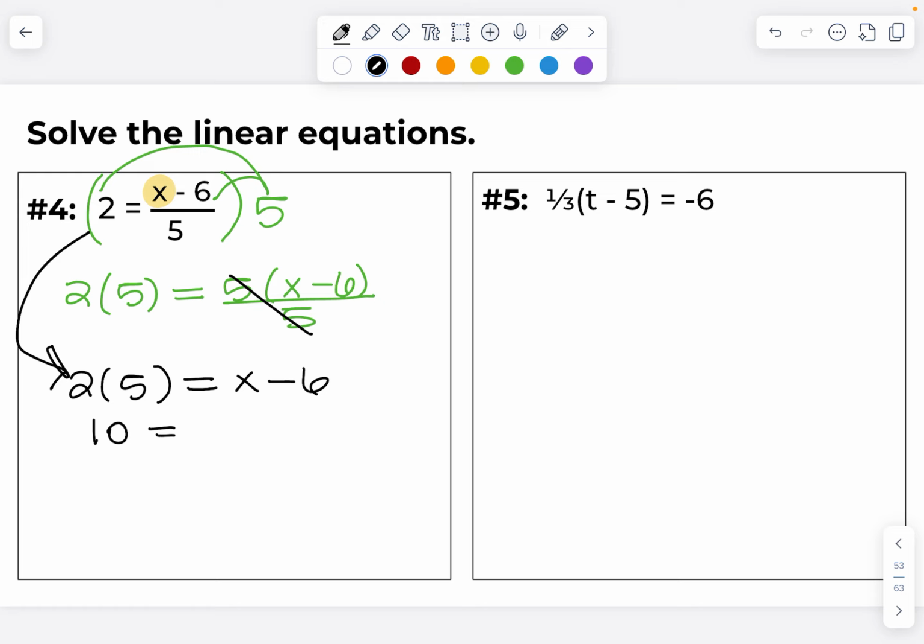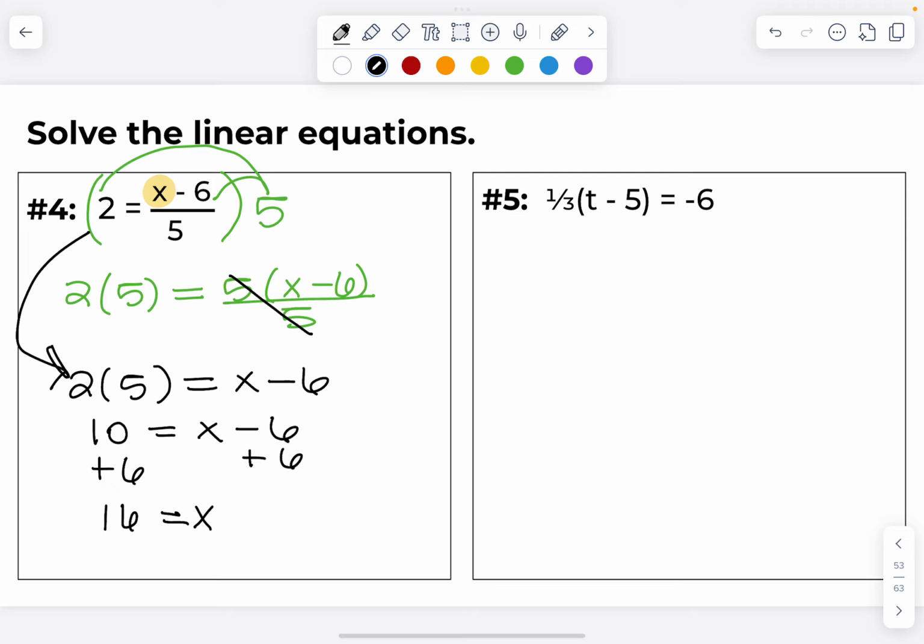2 times 5 gives me 10. That equals x minus 6. Now I'm one step away from my answer. I only have to do one thing to get x by itself. So I need to get rid of the negative 6. To do that, I'm going to add 6. So that will give me 16 equals x.